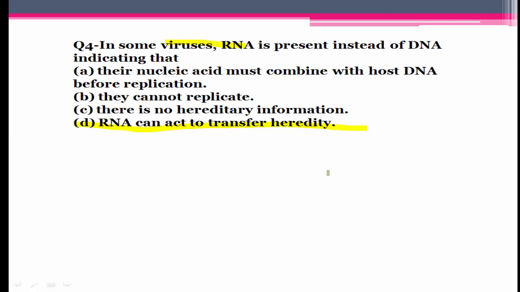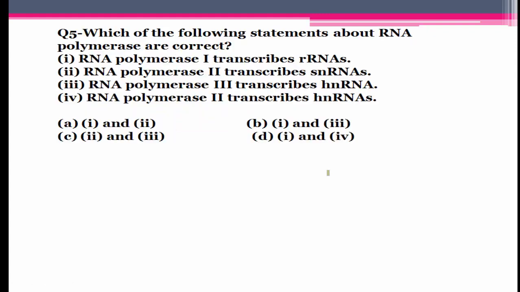It means both DNA and RNA can act as the genetic material, but when DNA is present, the DNA functions as genetic material and RNA carries out protein synthesis. But in the absence of DNA, when only RNA is present, it can even function as genetic material and is able to transfer the hereditary information. So moving to the next question.